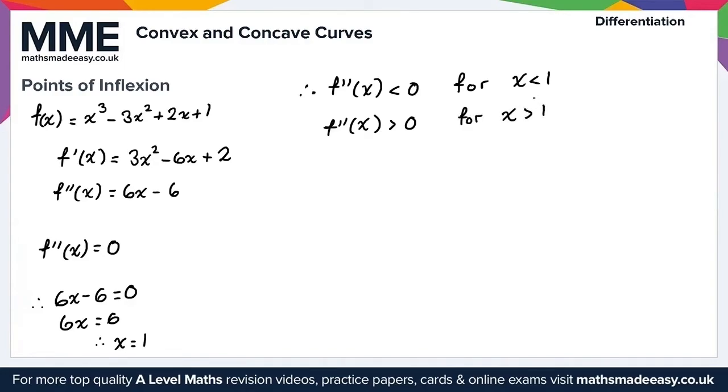So the curve changes from concave to convex at x equals 1, so there is a point of inflection at x equals 1. And just make a quick note here that if there is a point of inflection that is also a stationary point, i.e. f prime of x equals 0, then this is called a stationary point of inflection. So that gives us everything we need there for points of inflection, and that concludes this Maths Made Easy video on convex and concave curves.